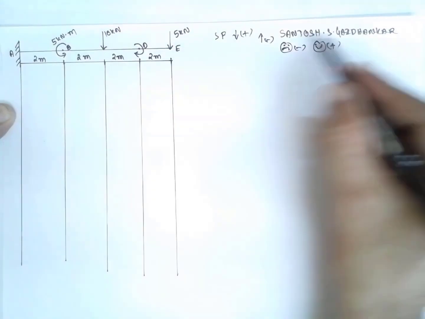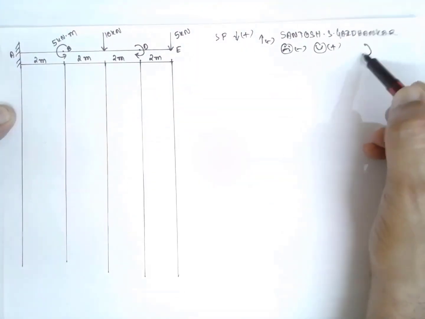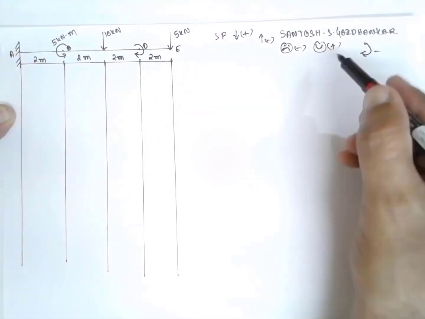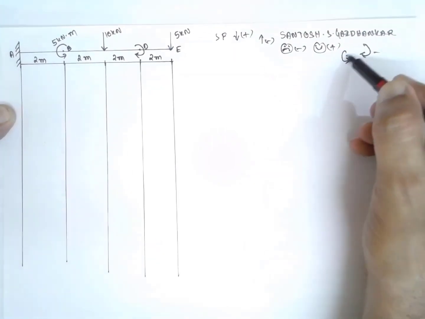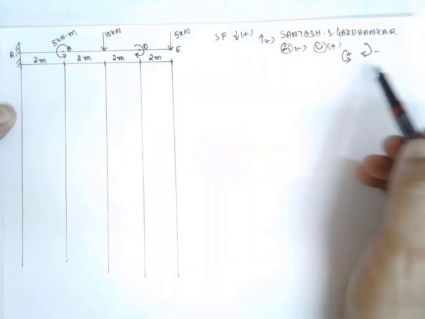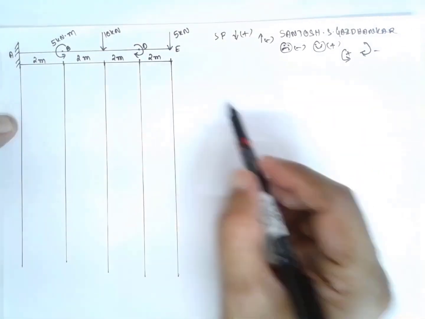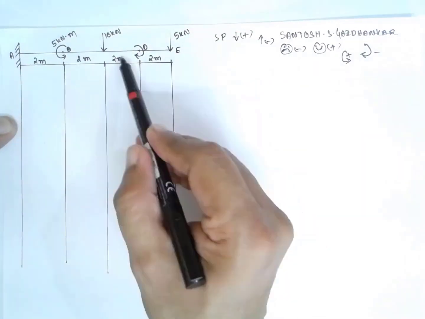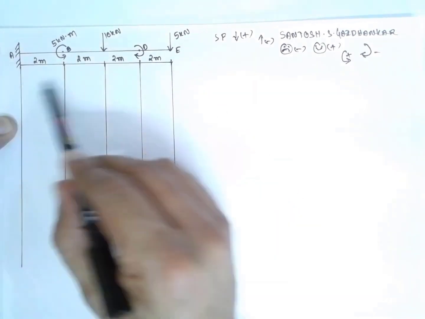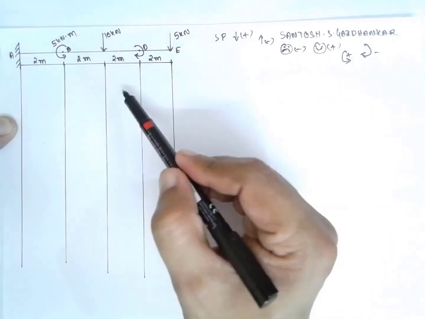And couple, clockwise negative, anti-clockwise positive. This is the assumption I am making in order to solve the cantilever beam. Now it is already a point load and the couple, so no need to convert the point load again. If a UDL is there, then you have to convert it into a point load.